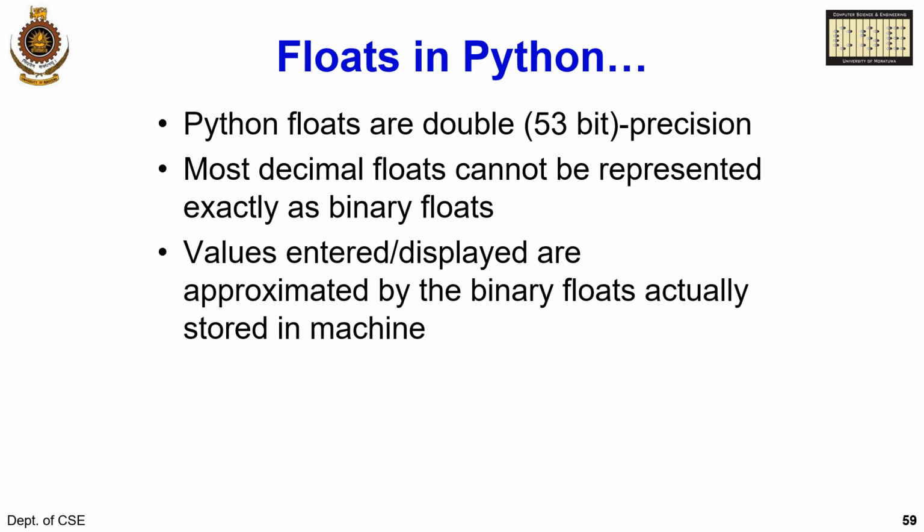So how does Python work around it? Even though the values in binary are not perfectly matching the original decimal values, what Python does is that it approximates the binary floats. So the values entered or displayed are approximated by the binary floats, which are actually stored in the machine.